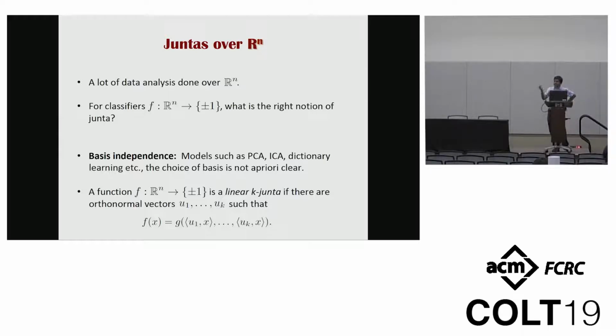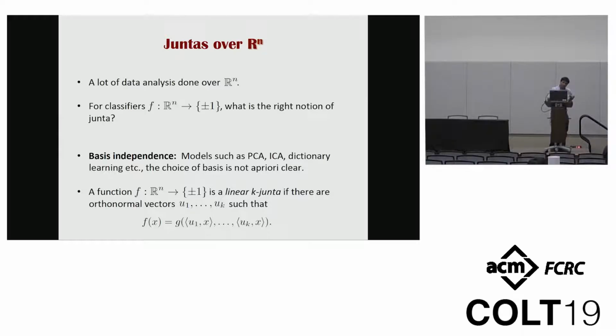So earlier we said junta means it depends on a few variables. But that implicitly assumes that you know the basis of the function. And in many models such as PCA, ICA, and so on, the whole point is that you do not know what the right basis for the function is.